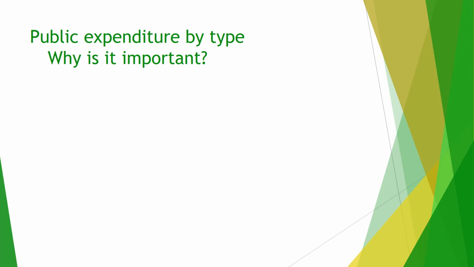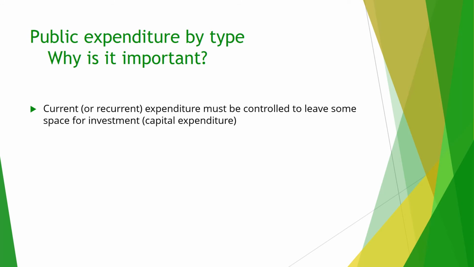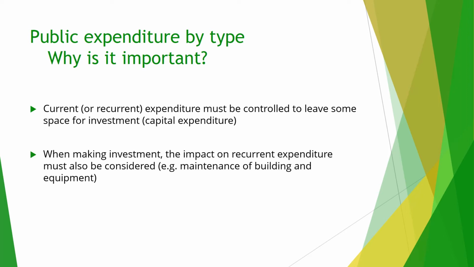So why is it important to look at public expenditure by type? First, because it is always interesting to understand the structure of the expenditure, but also because knowing the proportion of current and capital expenditure will help identify where there is space for investment, for capital expenditure. So recurrent expenditure must be controlled to leave some space for investment.